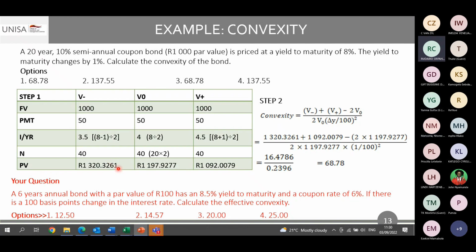But I'm saying on 16.4786, we don't even do that. We just put it on the scientific calculator, then we get the final answer and it's quicker. Round off the last number. Because if you round off here, let's say you said 1320, here you said 1197, here you said 1092, the answer will be so far off. On the PVs we do use the financial calculator, but on the second part where we calculate duration and convexity, we don't even round off. We only round off on the last stage.